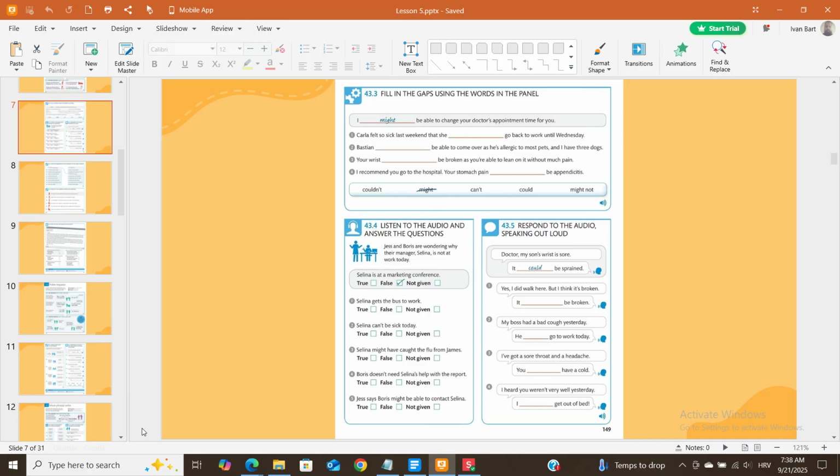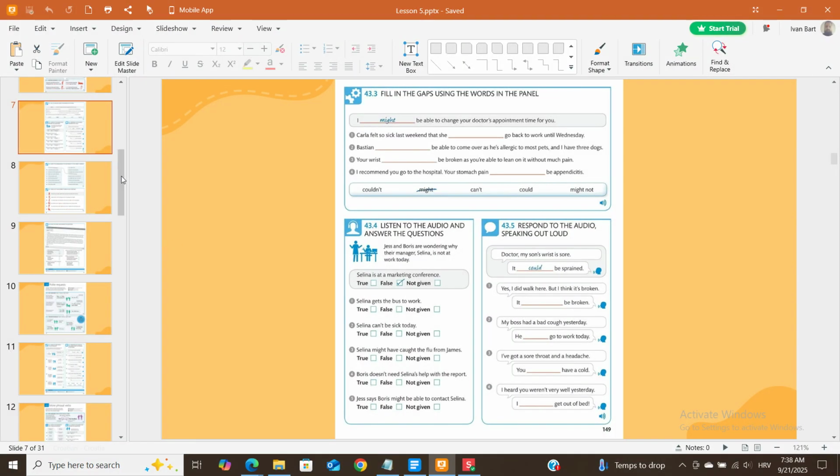Oh, Selena can't be sick today. True. False. Not given. Selena might have caught the flu from James. True. False. Not given. Boris doesn't need Selena's help with the report. True. False. Not given. Jess says Boris might be able to contact Selena. True. False. Not given. My boss had a bad cough yesterday. He can't go to work today. I've got a sore throat and a headache. I might have a cold. I heard you weren't very well yesterday. Get out of bed.